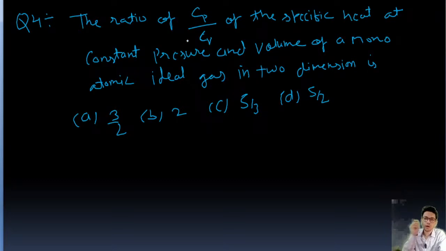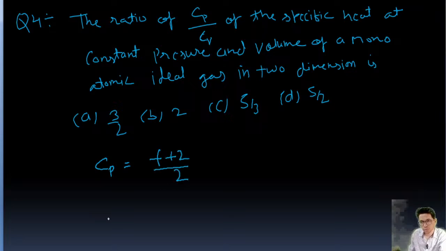Okay, so this is the question, guys. So the ratio of Cp upon Cv of a specific heat at constant pressure and constant volume of monoatomic ideal gas in 2D we have to find. Okay, Cp upon Cv we need to find for ideal gas which is in two dimension. Okay, so we have a formula, guys. Cp equal to f plus 2 by 2 and Cv equal to f by 2, where f is degree of freedom.